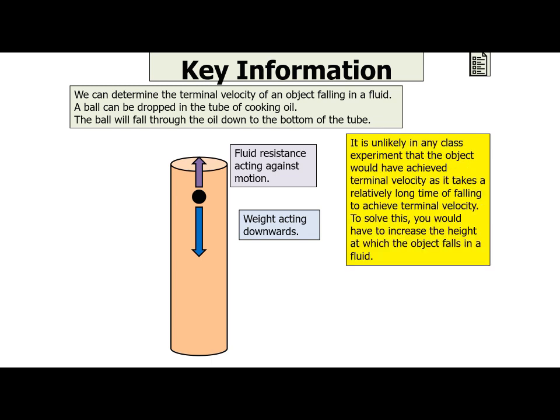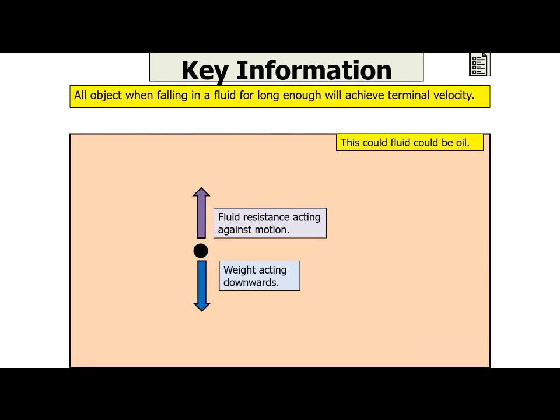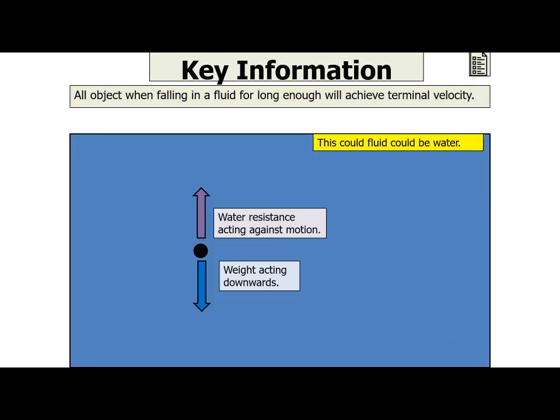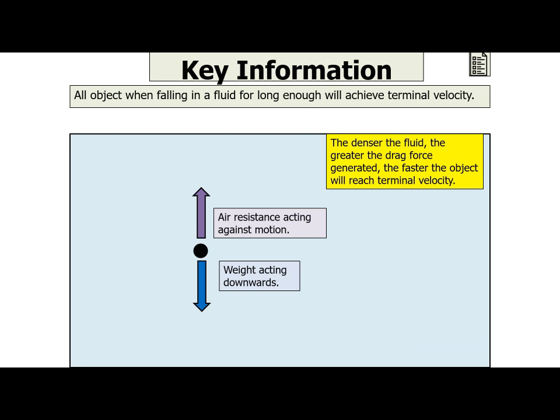Now it is also unlikely in any class experiment that the object would have achieved terminal velocity, as it takes a relatively long time of falling to achieve terminal velocity. So to solve this, you would have to increase the height at which the object falls in a fluid. Now all objects when falling in a fluid for long enough will achieve terminal velocity. The fluid could be oil, could be water, could be air, but it's important to note that the denser the fluid, the greater the drag force generated, and the faster the object will reach terminal velocity.